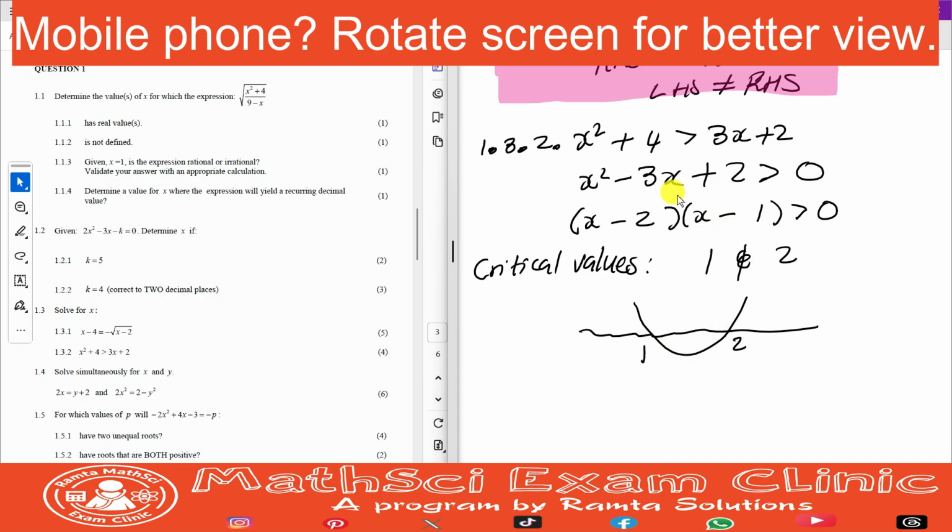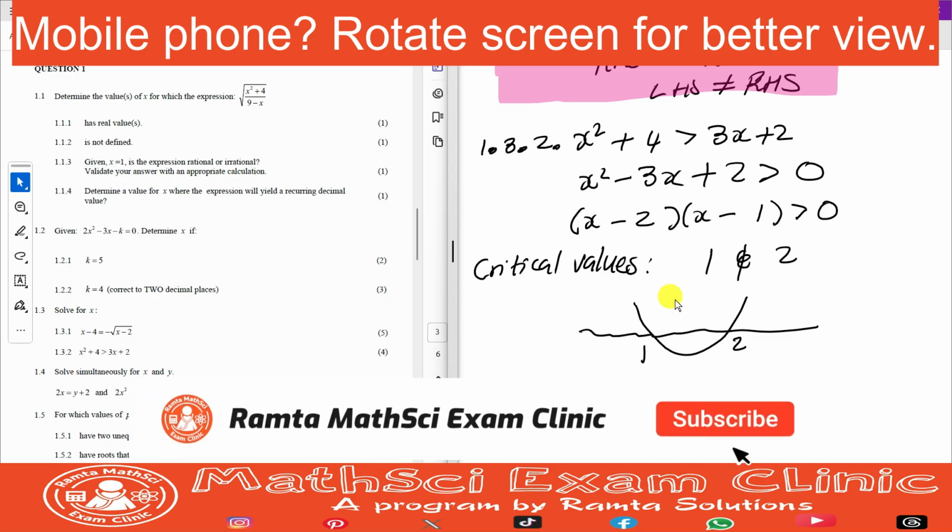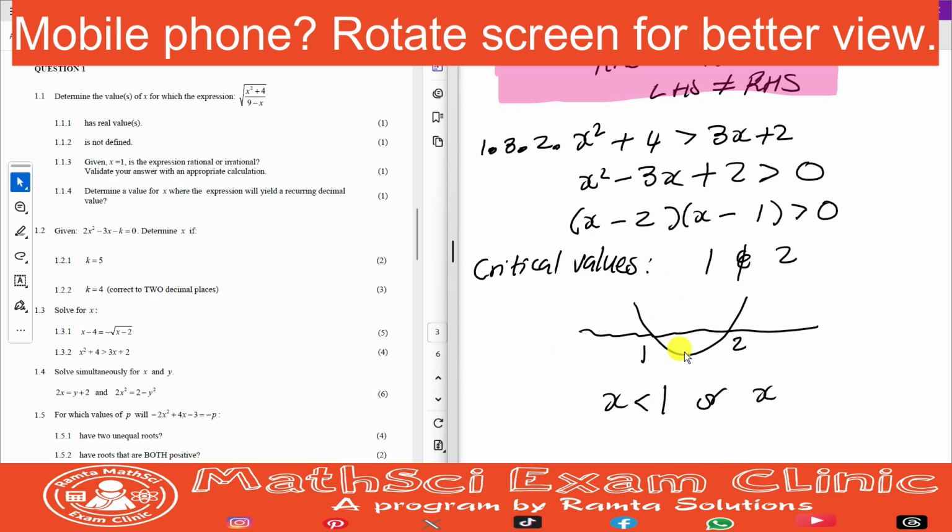We say, which values of x will this guy be positive? That's above this line. So that is to the left of x equals 1. So we'll say this is when x is less than 1, or to the right of x equals 2, you can see it's above this line. Right? So if you want to understand, this line represents the x-axis. Above the x-axis, y is positive. Below the x-axis, y is negative.